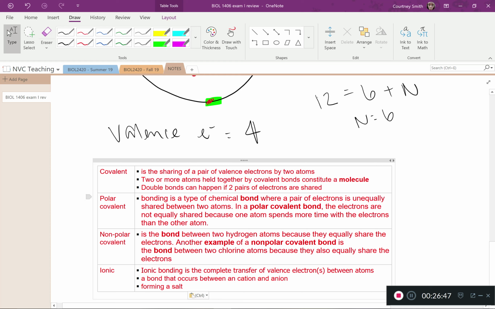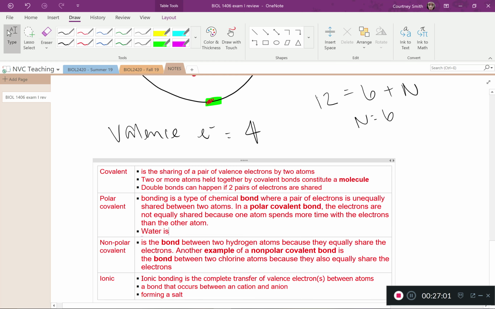But polar covalent is a type of chemical bond where the electrons are unequally shared, meaning that there's a slight pull to a certain atom, such as water. So let me type that in. Water is the perfect example of a polar covalent bond. I'll show you a picture of that.